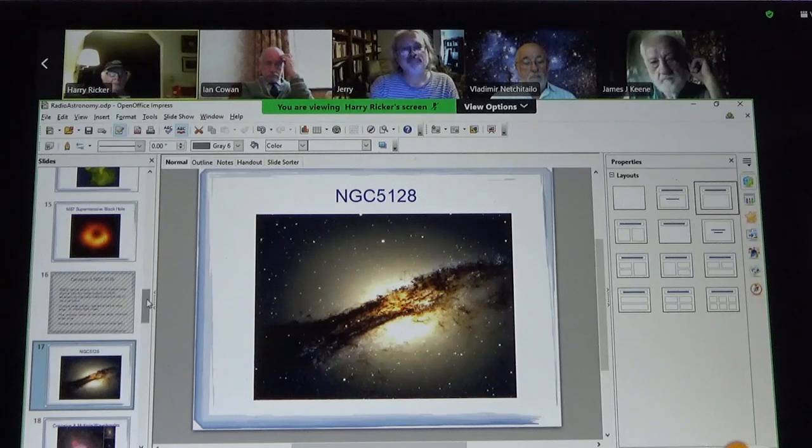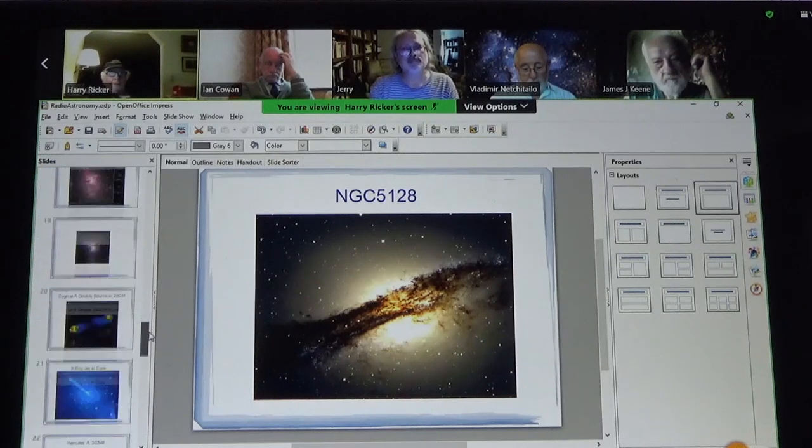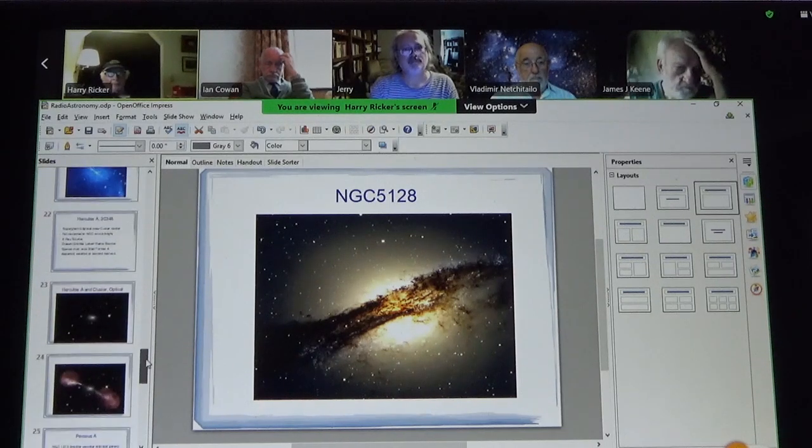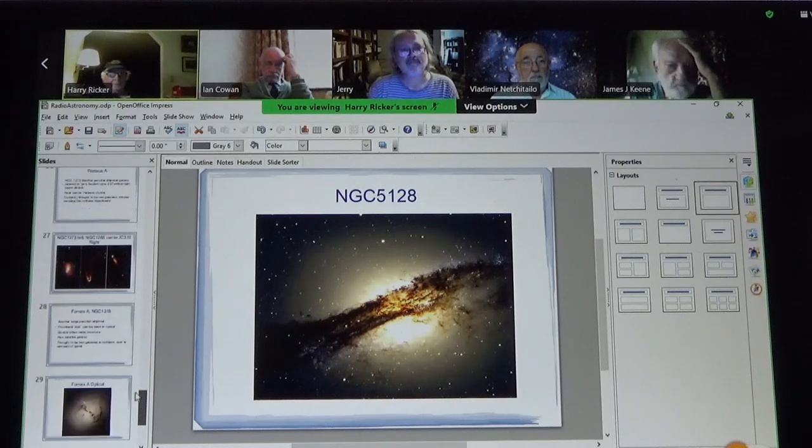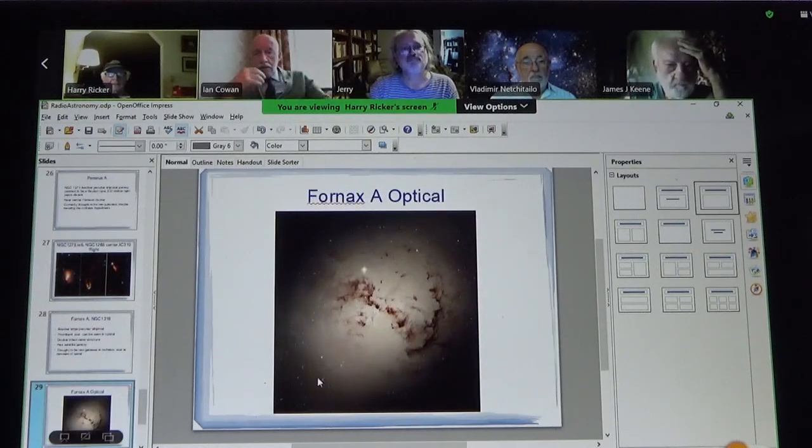One of the main things about all these galaxies that I'm talking about is that they're peculiar in some way or another. Here's Fornax A. It looks like an elliptical galaxy, but it's got all this dust. It's not supposed to have all this dust. Elliptical galaxies don't have dust, so they all call it peculiar.